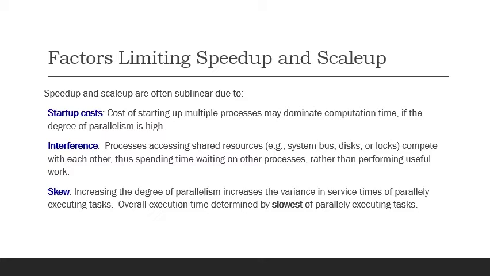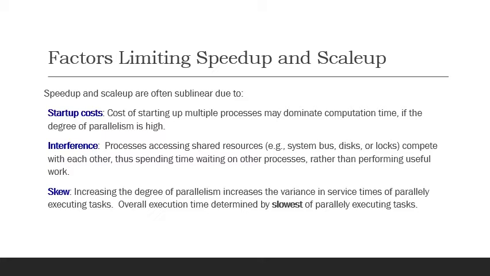Interference. Processes accessing shared resources, for example the system bus, disks, or logs, compete with each other, thus spending time waiting on other processes rather than performing useful work. Then there is skew. Increasing the degree of parallelism increases the variance in service times of parallelly executing tasks. Overall execution time is determined by the slowest of the parallelly executing tasks.